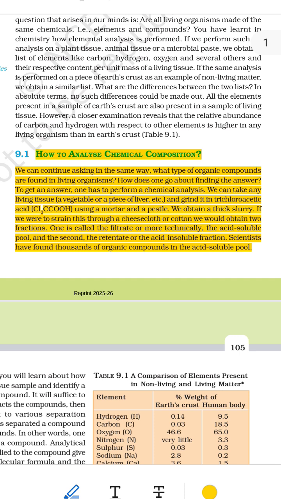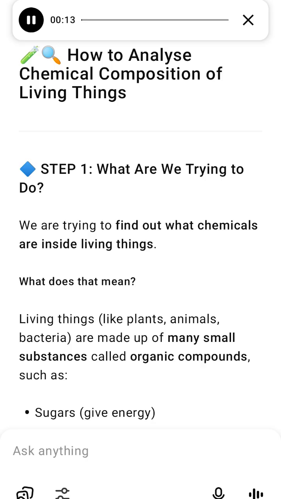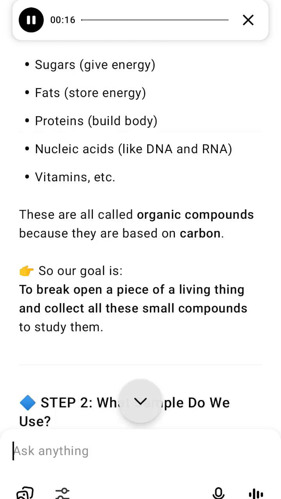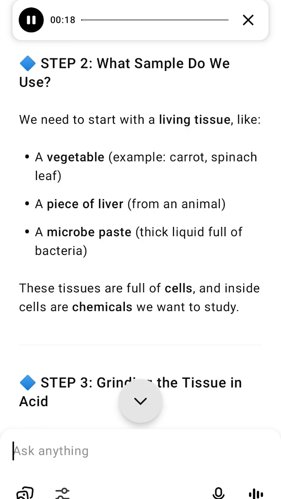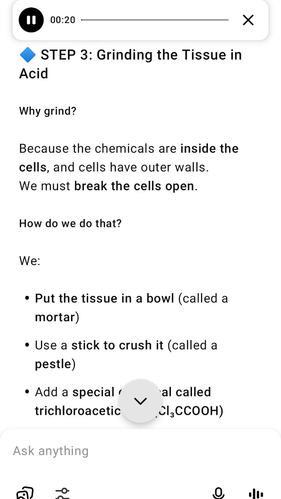Step 3. Strain the slurry through a cloth. Scientists pour the thick slurry through cheesecloth or cotton. This separates it into two parts. 1. Liquid part, called the filtrate or acid-soluble pool. It contains small, important organic molecules that dissolve in acid.